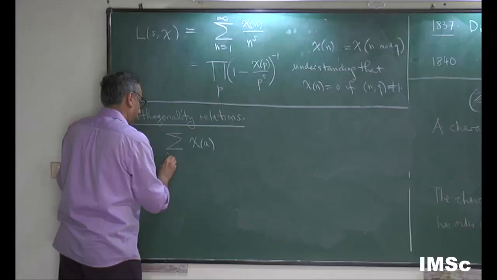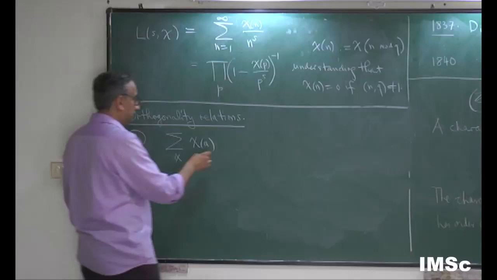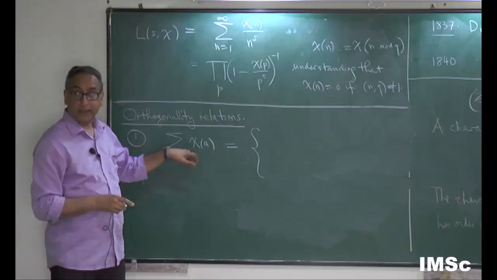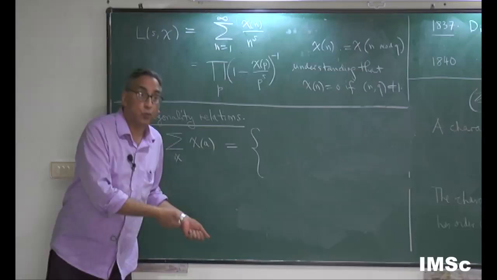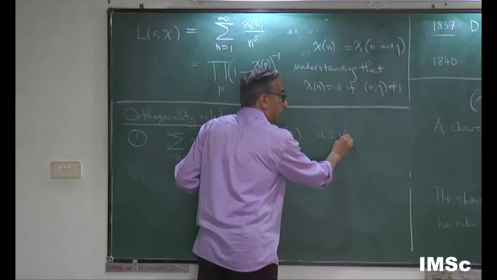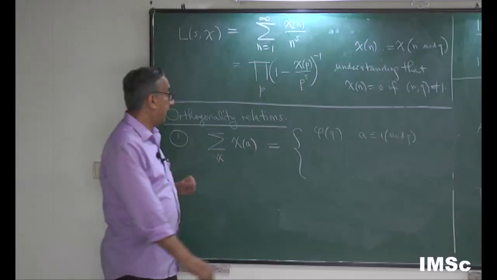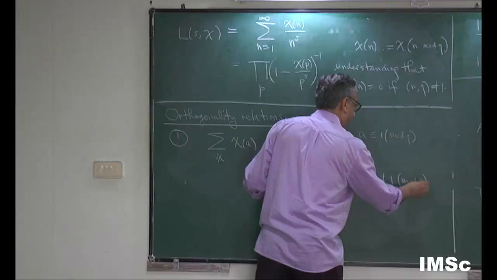So, fix A and look at the character sum over all the characters. There are only finitely many, phi of q characters. Fix A. If A is 1, the residue class 1, 1 is the identity element, so chi of 1 is always 1, so this should be phi of q if A is 1 mod q. And if A is not 1 mod q, this sum turns out to be 0.